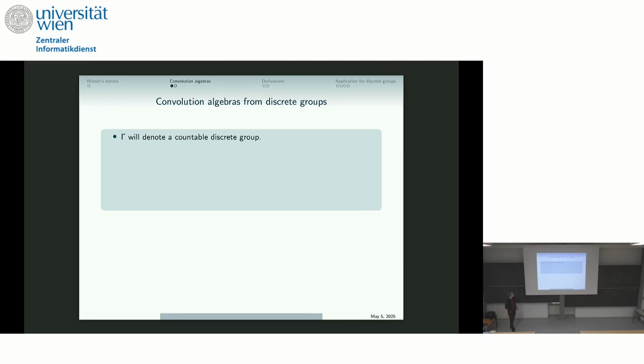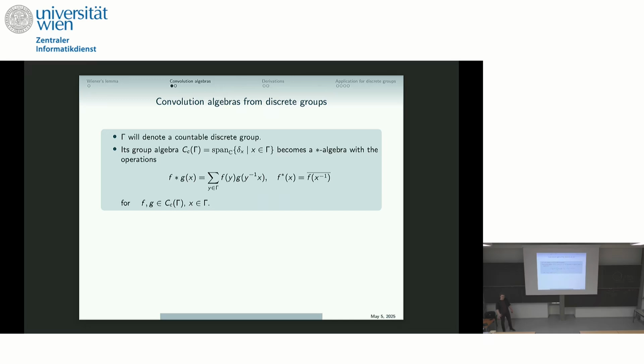So, in this talk, gamma will denote a countable discrete group, and from a countable discrete group, I can make its group algebra, which I'll denote by C_c of gamma. Formally, it's just a C-linear span of the canonical generators delta x. This becomes a star algebra if I put on it multiplication, which is convolution, so f star g of x is given by this sum that you have all seen before. And technically, there's also an involution, which plays a very important role, but not in this talk. It's given by f star of x, which is the complex conjugate of f evaluated at x inverse. This should hold for all f and g in C_c of gamma.